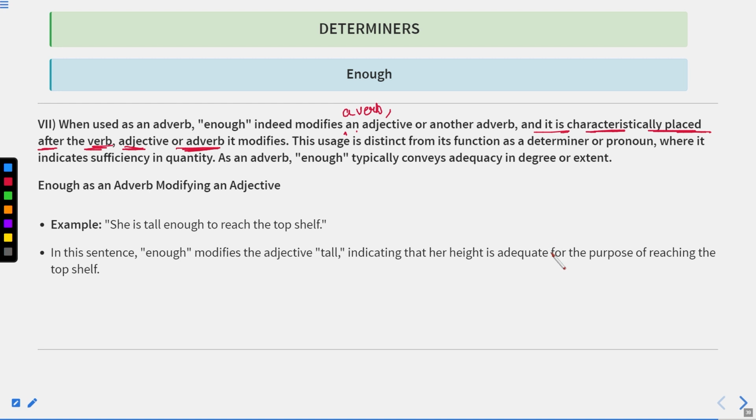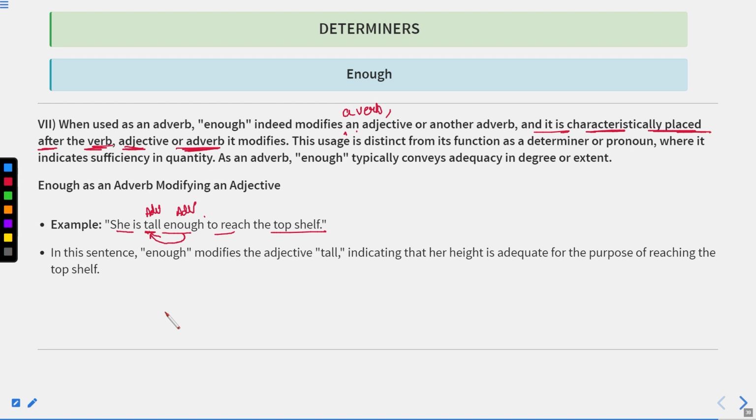This usage is distinct from its function as a determiner or pronoun, where it indicates sufficiency in quantity. As an adverb, enough typically conveys adequacy in degree or extent. Enough is an adverb modifying an adjective. Now look at the example sentence: "She's tall enough to reach the top shelf." Here, tall is an adjective, enough is an adverb, and it is used after the word it is qualifying. It means enough here is qualifying the word tall and is used after the word.